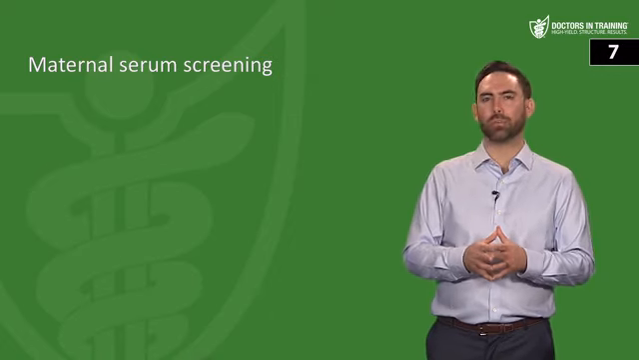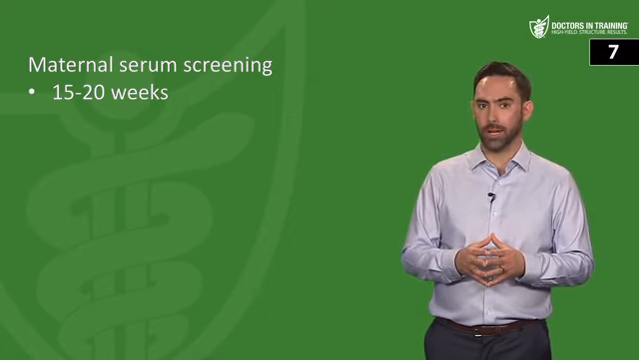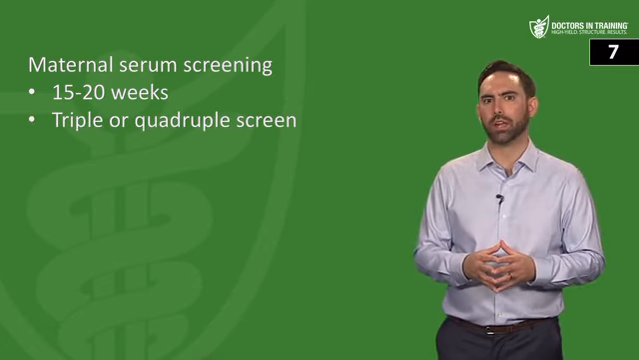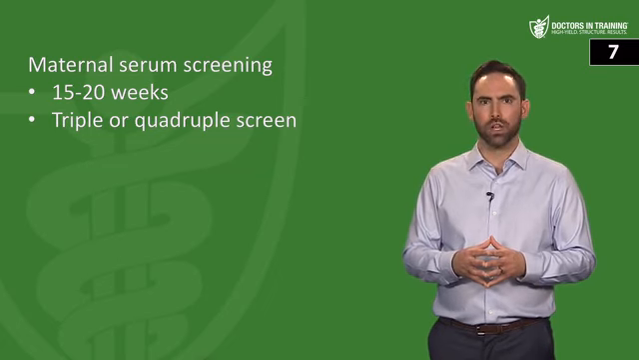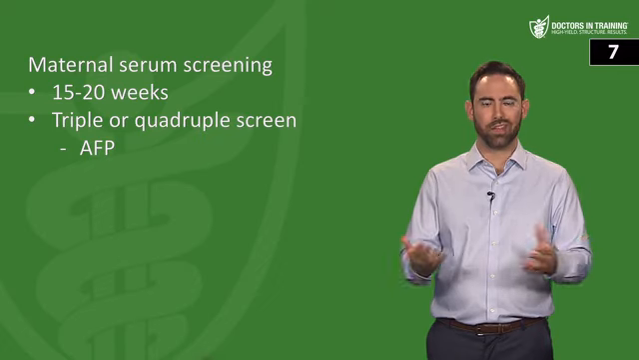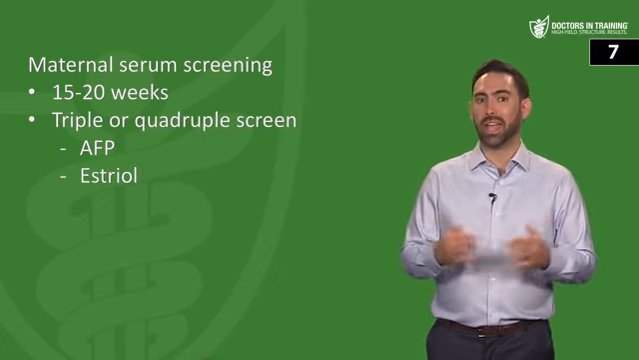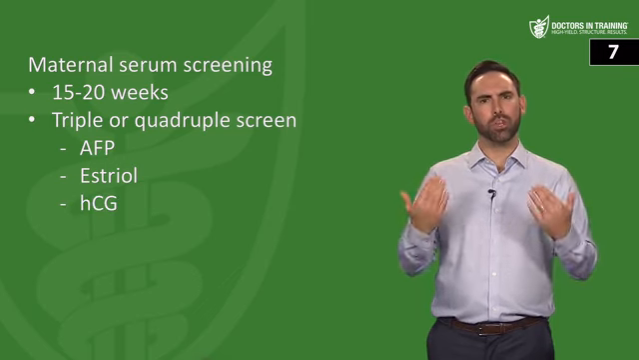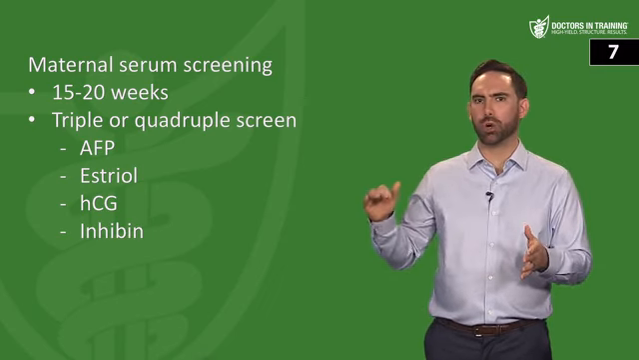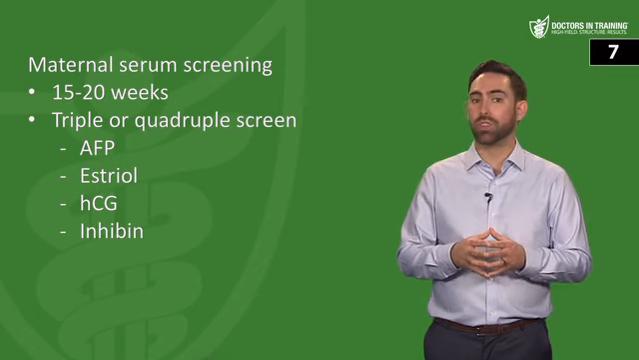In the second trimester between 15 and 20 weeks, we can do maternal serum screening. This is known as the triple screen or the quadruple screen, depending on how many markers you test for. The main ones you look for are alpha-fetoprotein, AFP, estriol, which, remember, is the estrogen produced by the placenta, and HCG. And then you can add on inhibin to make it a quad screen.